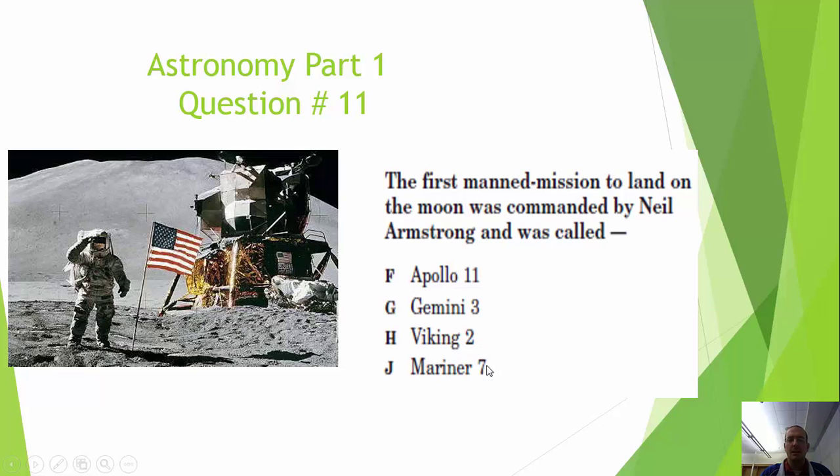Now, Viking and Mariner, these are both probes. Viking was sent to Mars along with the Mariner. Viking and Mariner were both probes, whereas these two were both manned missions. Apollo 11 was actually the first manned mission to land on the moon in 1969. Neil Armstrong and Buzz Aldrin are normally the two that come to mind when you think about these groups.